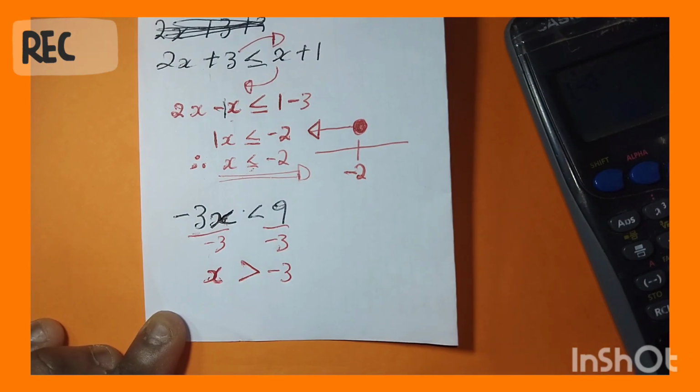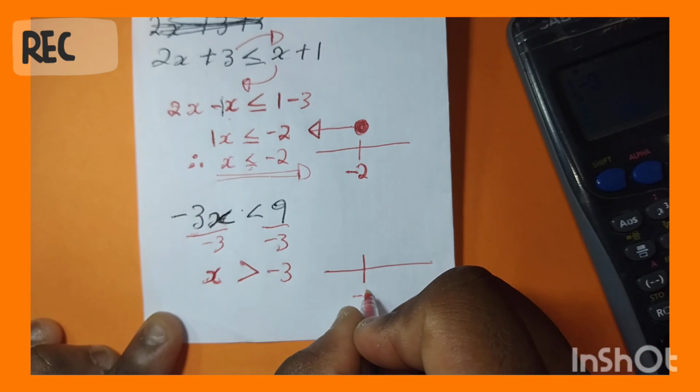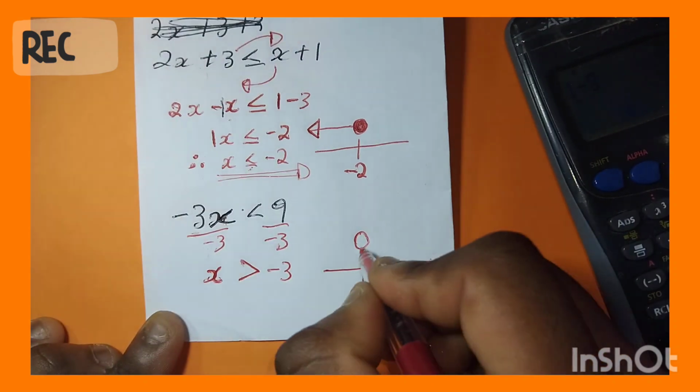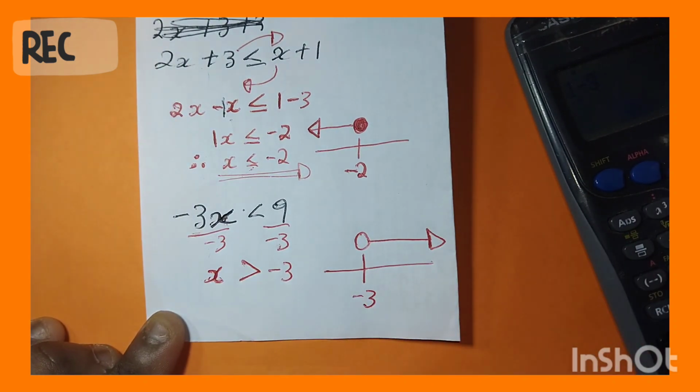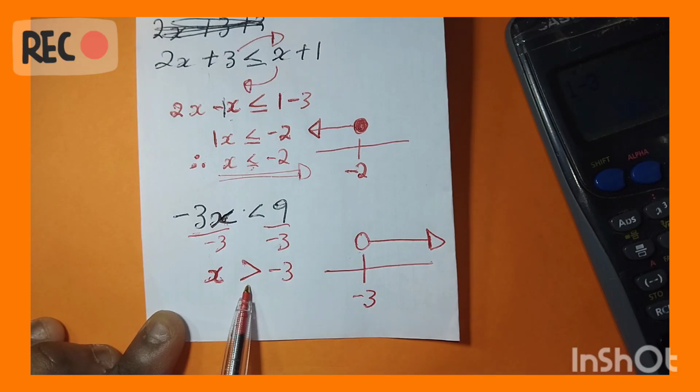Then for you to draw your number line, you just do something like this. It's negative 3. Then you go with that arrow. And no need for you to shade, because here there is no equal. Do you see? Yeah.